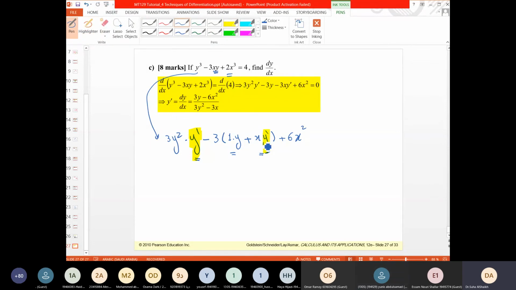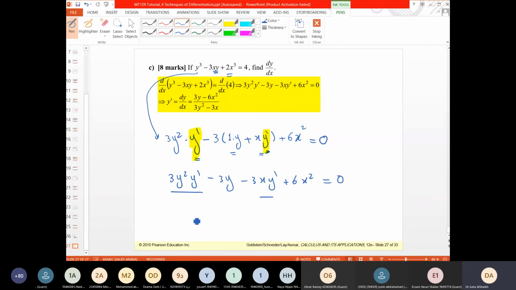Derivative of 2x cubed is 6x squared. Derivative of the 4 is 0. And the same thing, expand: 3y squared y dash minus 3y minus 3xy dash plus 6x squared equal to 0.